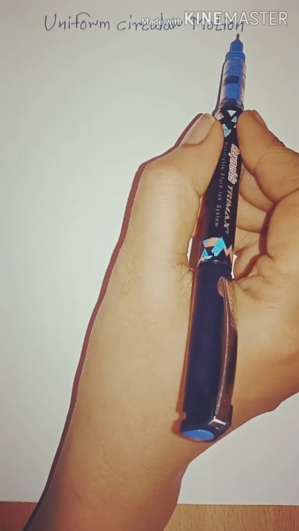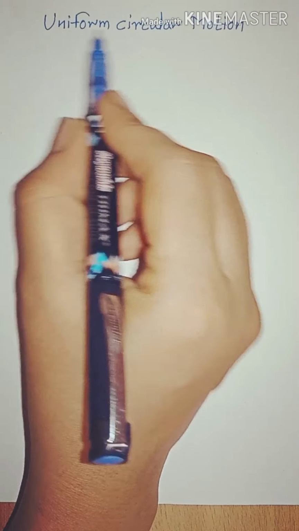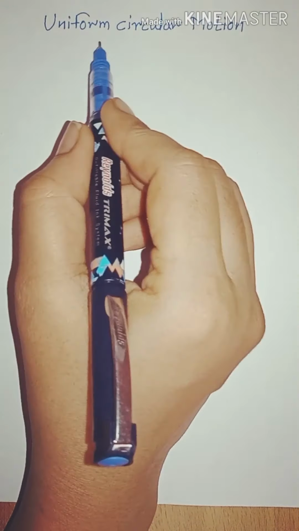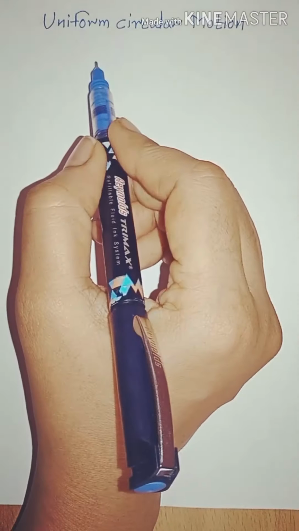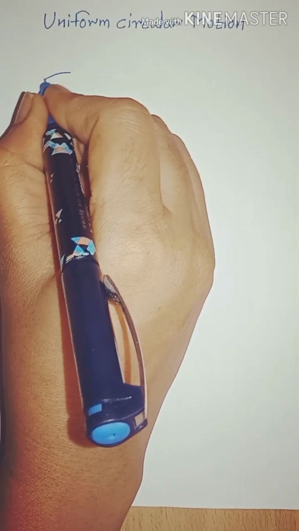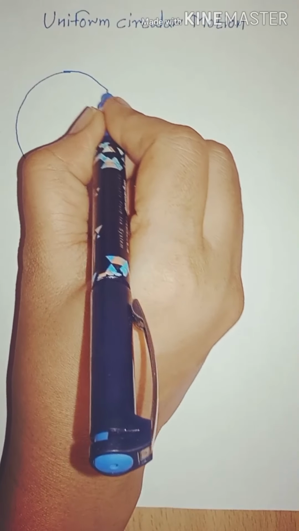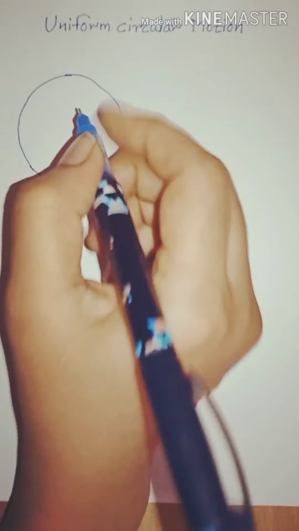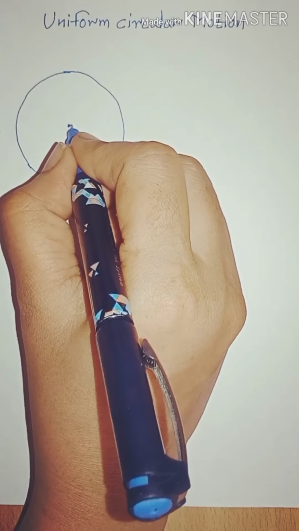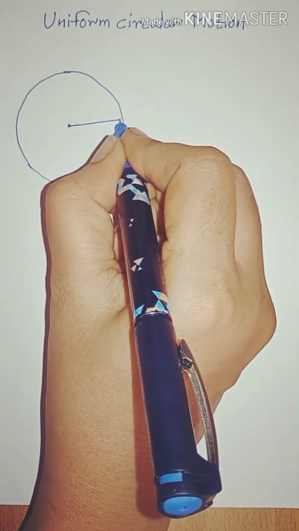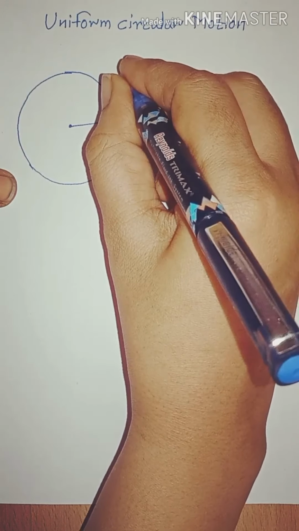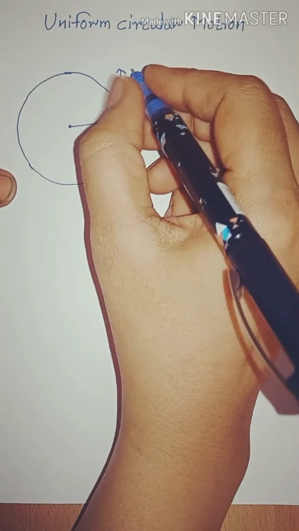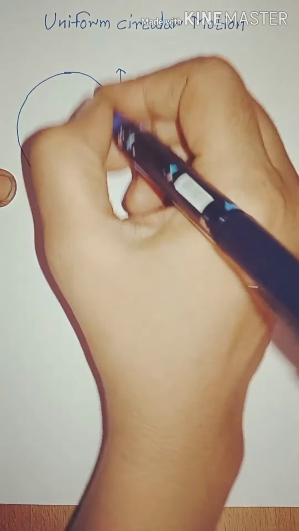Uniform circular motion is the motion of the particle along the circumference of the circle with constant speed, either angular speed or linear speed. When the particle performs circular motion, though the speed of the particle remains constant, the direction of the tangential velocity of the particle changes at every instant.